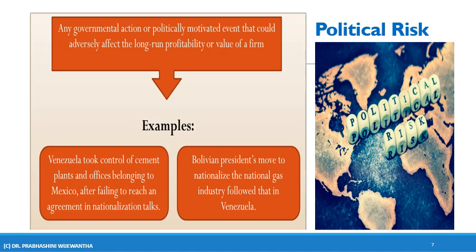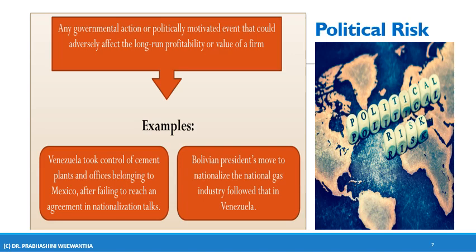For example, some time back when Venezuela was ruled by former President Hugo Chavez, the government took control of all the cement plants and offices belonging to Mexico located in Venezuela. Why? Because the Venezuelan government failed to reach an agreement or a consensus during the negotiations or talks on nationalization. We will discuss nationalization later, or else you may search what is nationalization.